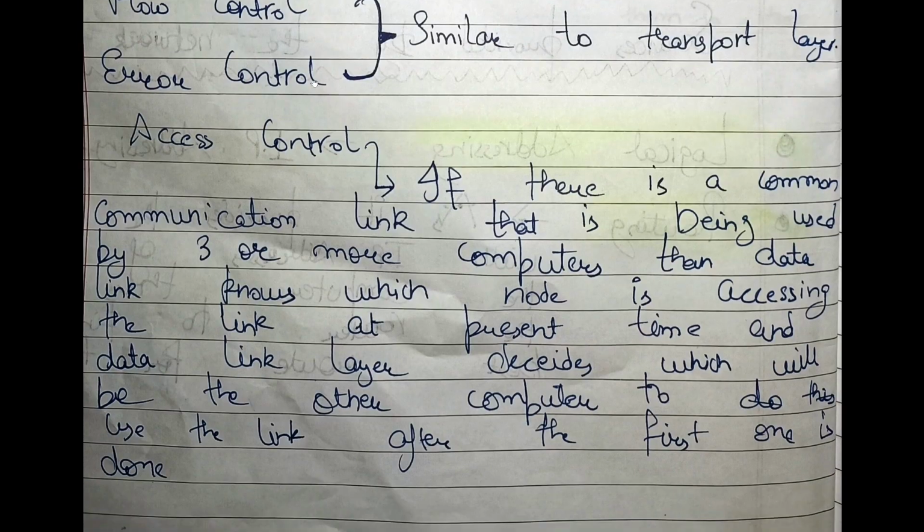Access control. If there is a common communication link being used by three or more computers, then the data link layer knows which node is accessing the link at present, and it decides which other computer will use the link after the first one is done. Suppose there are three computers using a single communication link. This layer knows which computer is currently using the network, and once it is done, this layer decides which other node is going to send the data.